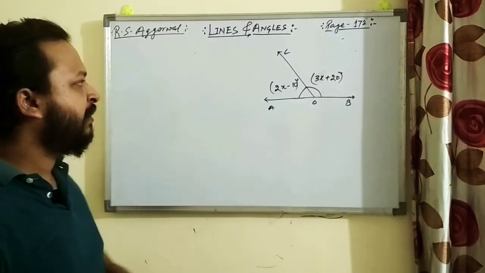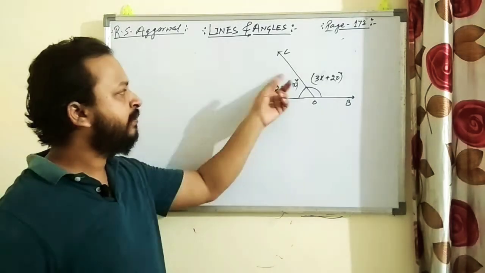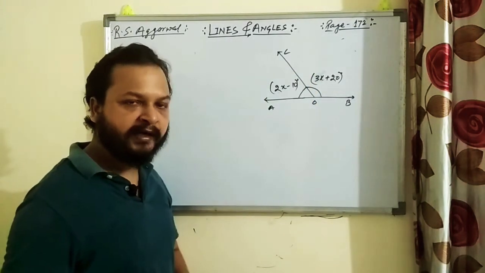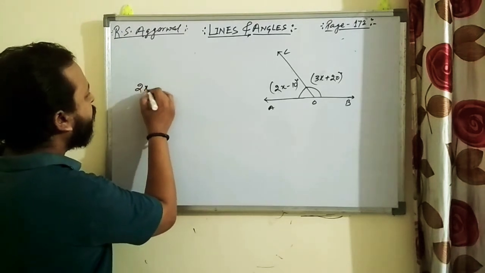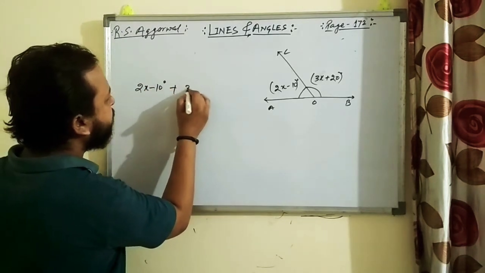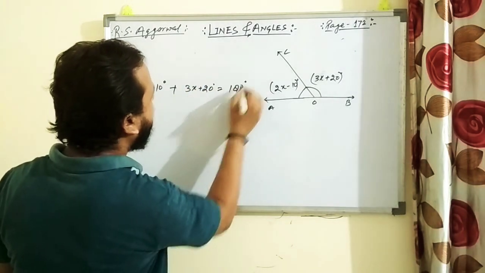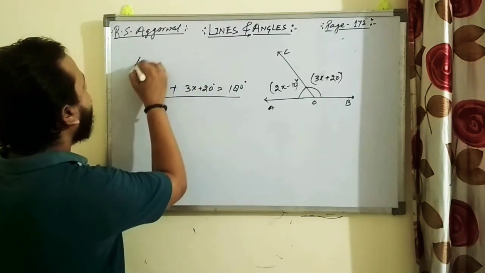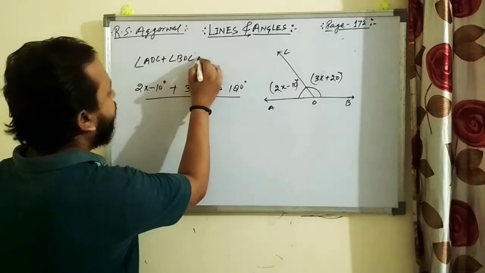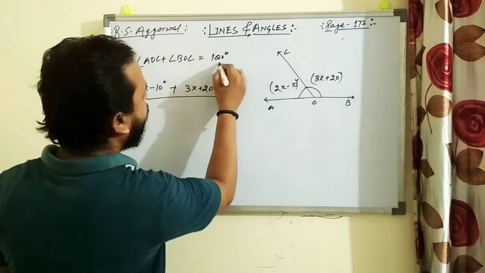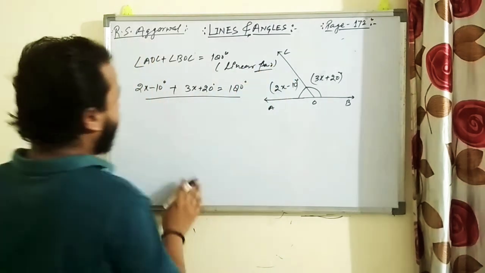So you know that this is a straight line. It is given that AOB is a straight line, right? So the sum of both the angles must be equal to 180 degrees because they are making a linear pair of angles. So 2x minus 10 degrees plus 3x plus 20 degrees is equal to 180 degrees. Why? Because they are making a linear pair of angles. You can write angle AOC plus angle BOC is equal to 180 degrees because they are making a linear pair, right? So just solve it.